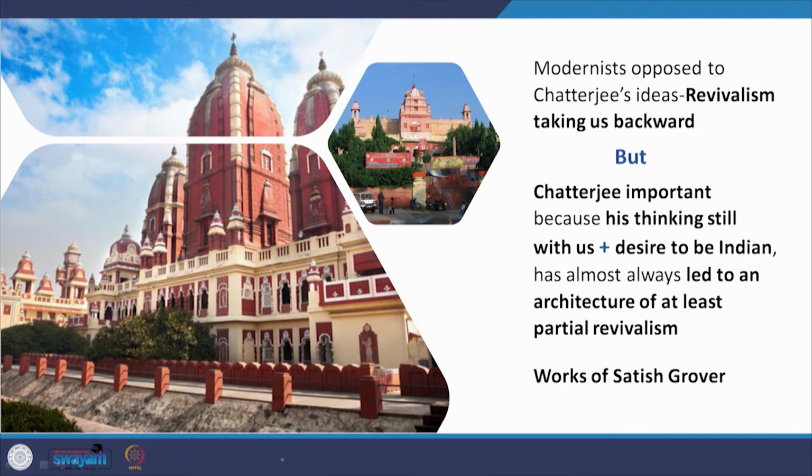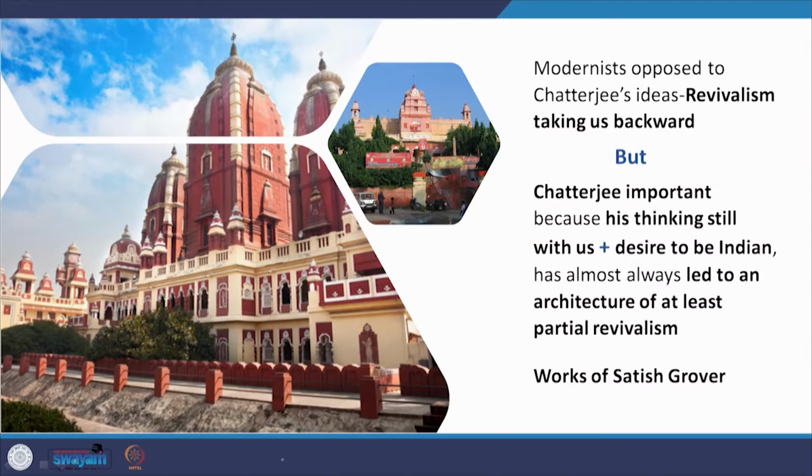The modernists were opposed to Chatterjee's ideas. And of course that was bound to happen, because they thought, and we will again come back to this point in the next presentation when we look at the first generation of Indian architects from 1945 to 1970, they said revivalism is taking us backward. But Chatterjee is important because his thinking is still with us. There is a desire to be Indian, and it has always led to an architecture of at least partial revivalism, if not a total image carryover from the past.